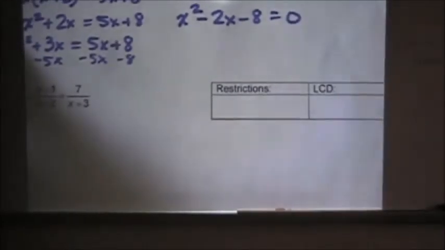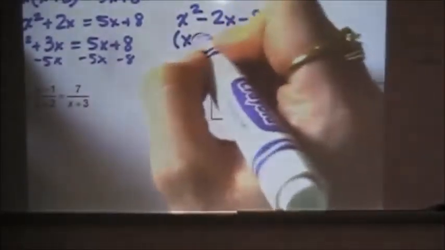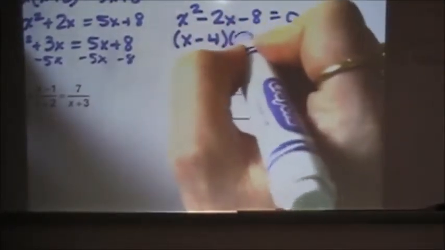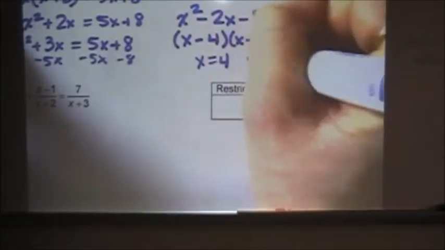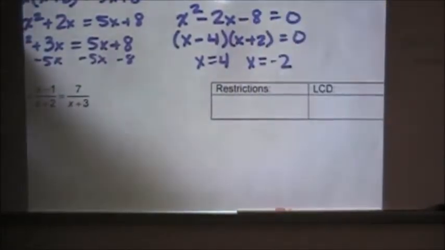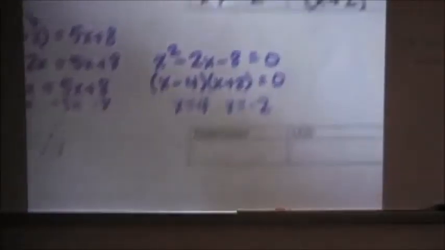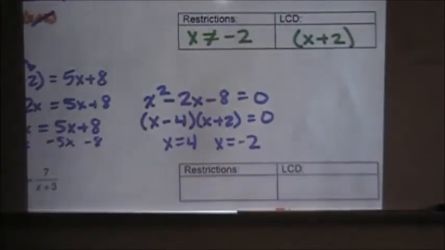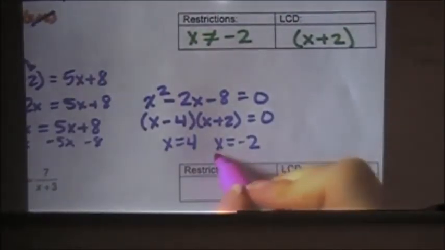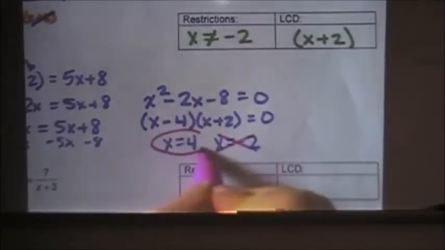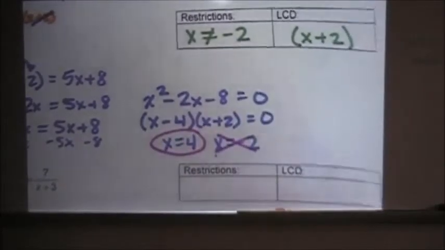This factors nicely as x minus 4, x plus 2. So my solutions are x equals 4 and x equals negative 2. But again, you must check those restrictions. And remember, this restriction said x couldn't be negative 2. So this one's not actually an answer. This is. So your final answer is x equals 4.